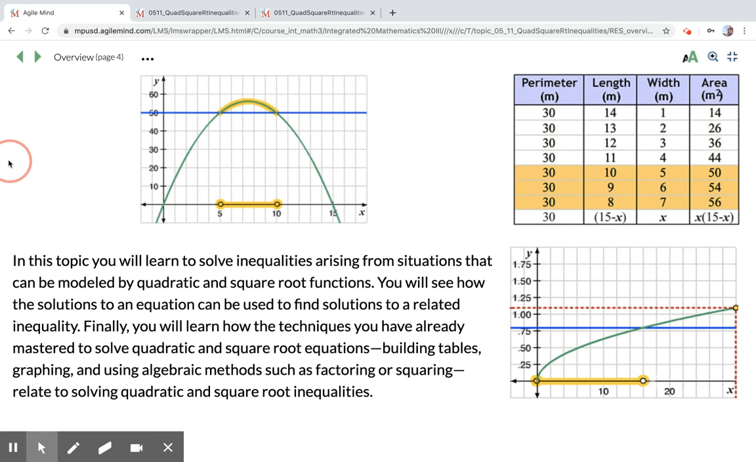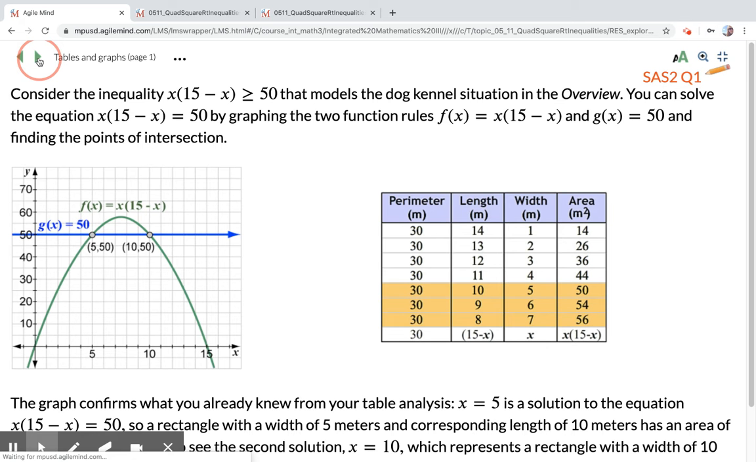And of course, our algebraic methods. We did a little bit of algebra at the very, very start, but we're going to see as we move through this unit how algebra can help us solve these little guys as well. So if you come over to student activity sheet number 2 to question number 1, here's our dog kennel situation, right? Our lovely dog kennel situation where x times 50 minus x is greater than or equal to 50.